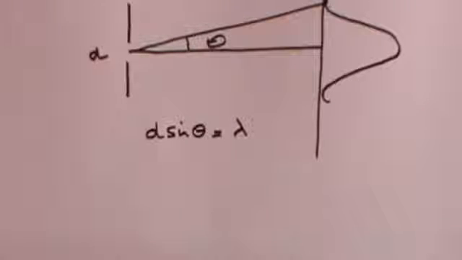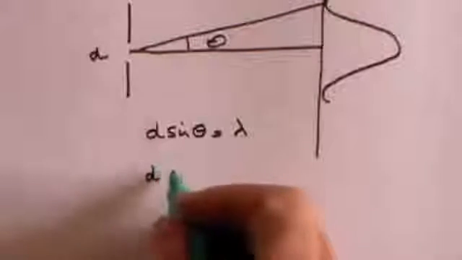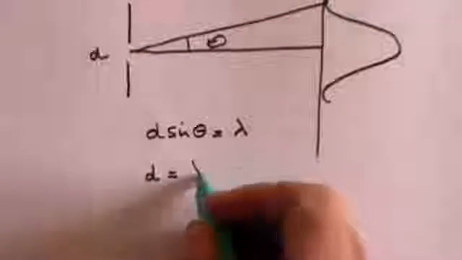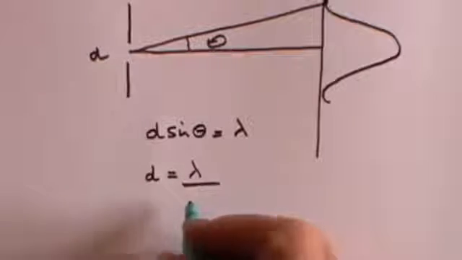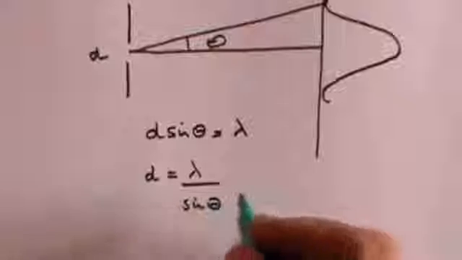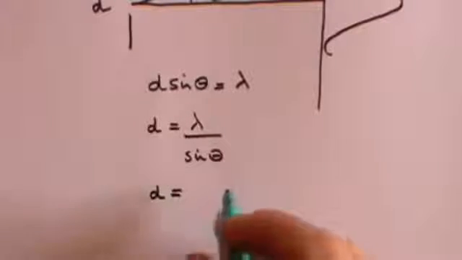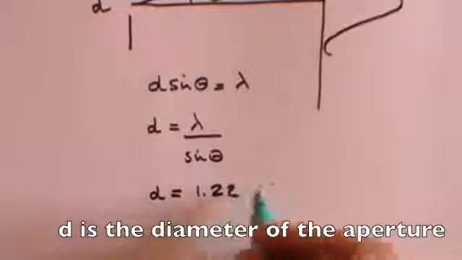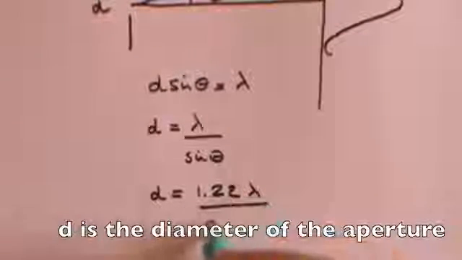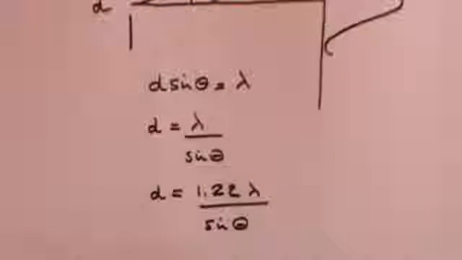And that means that you can say that if you want to calculate the thickness of the slit, that is equal to the wavelength divided by the sine of the angle. Now that is for a slit. If you have a circular aperture, then you have to modify that just slightly by saying that d is 1.22 times lambda divided by sine theta. It simply reflects the fact that this is no longer a slit, this is a circular aperture.